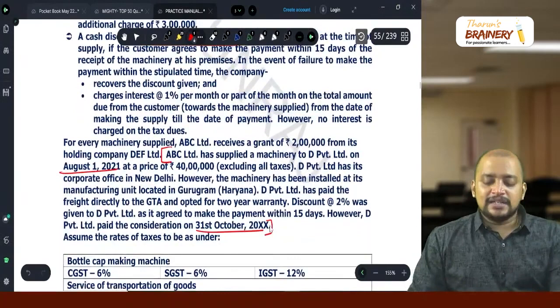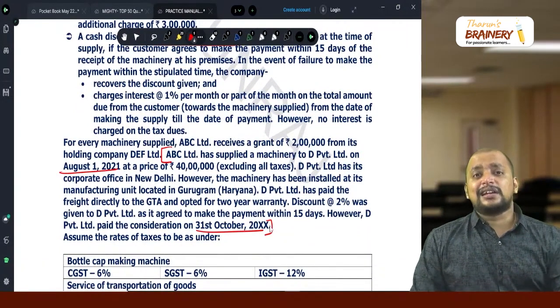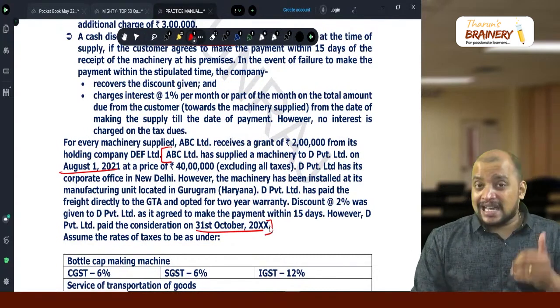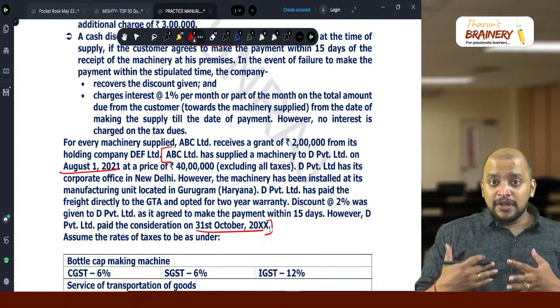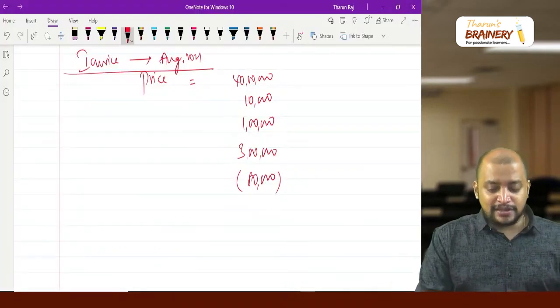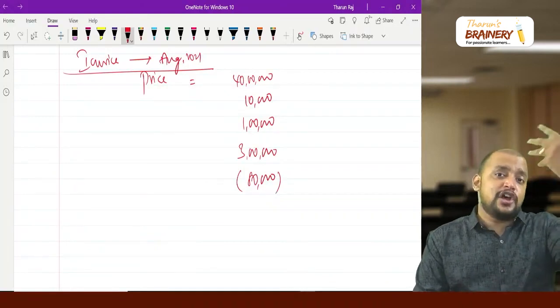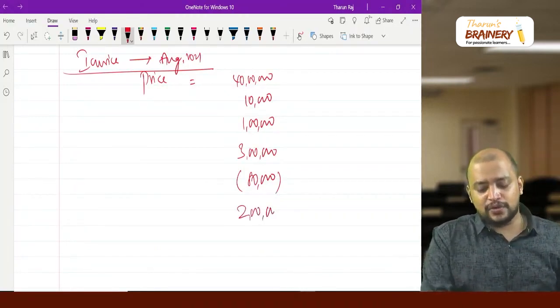Then subsidy. Subsidy from whom? Subsidy from other than Central Government and State Government. Is it directly into the price or not directly into the price? Directly into the price. How do we know that it is directly into the price? That subsidy is received with respect to every product sold. So therefore it is directly into the price. It is to be included. In the given price it is not included, so we need to add. So 2 lakhs we need to add.